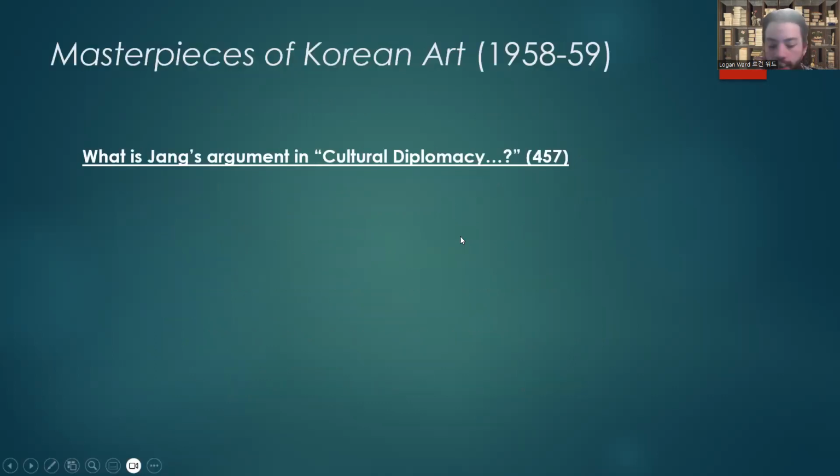So then fast forward to the 1950s, right? So what is Jung arguing about masterpieces of Korean art, this exhibition? I found the argument on page 457, or at least the start of the argument. I think it goes on for a couple of pages. See if you can find that one.